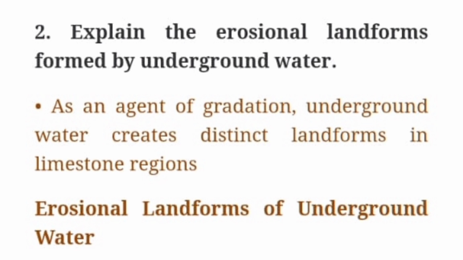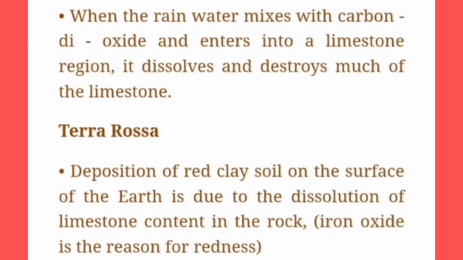Second question, explain the erosional landforms formed by underground water. First point, as an agent of gradation, underground water creates distinct landforms in limestone regions. Erosional landforms of underground water: when the rainwater mixes with carbon dioxide and enters into a limestone region, it dissolves and destroys much of the limestone. Terra rossa: deposition of red clay soil on the surface of the earth is due to the dissolution of limestone content in the rock. Iron oxide is the reason for redness.